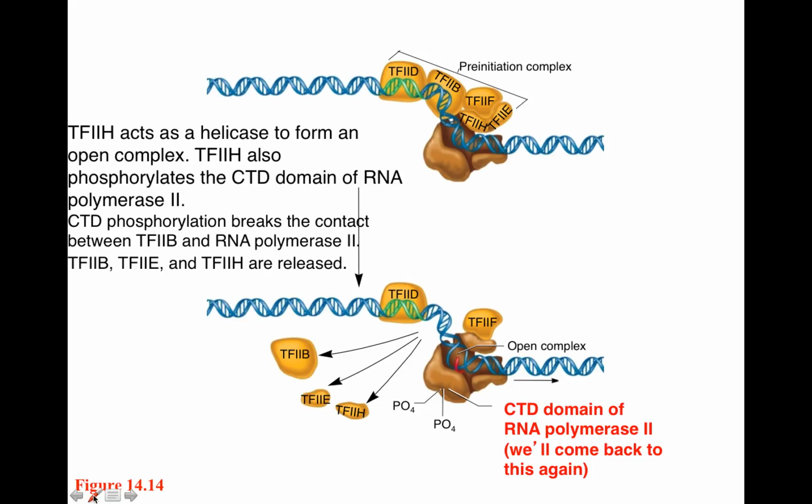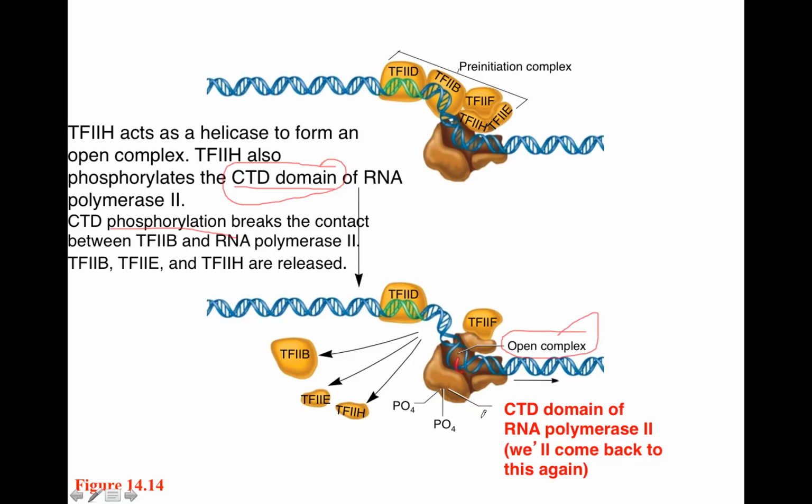Okay? Eukaryotic RNA polymerase II has a very important domain called the C-terminal domain. A lot of important functions happen in the C-terminal domain of RNA polymerase II, and we're going to come back to that towards the end of this lecture. Once the C-terminal domain is phosphorylated, this breaks the contact between TFIIB and RNA polymerase II. All of these factors are released and you transition from a closed to an open complex.